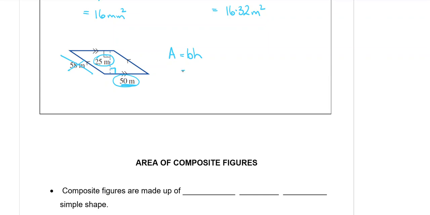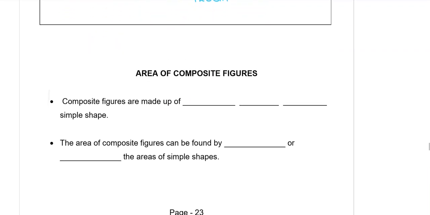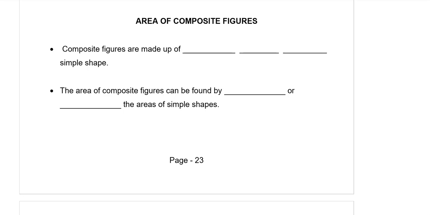So the base and the height will be 50 times 25. 50 times 25 is 1,250 meters squared. Okay, so hopefully that is getting easier and easier because, as I said, now we want to combine those shapes together.